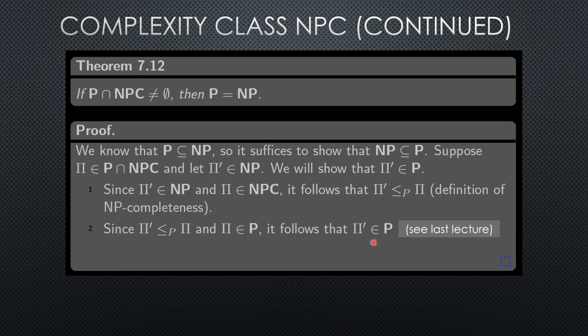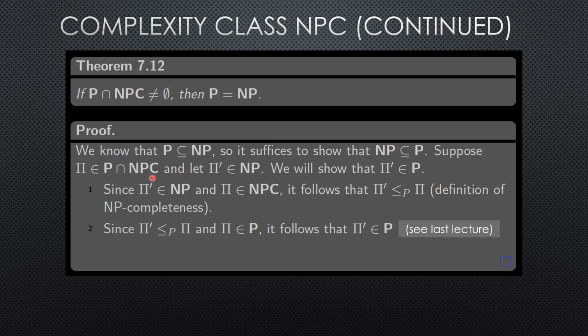And again, we didn't assume anything special about pi prime. So what we've argued here is that if we have this pi that's polytime solvable and NP complete, we've solved everything in NP in polytime. So P is exactly equal to NP.